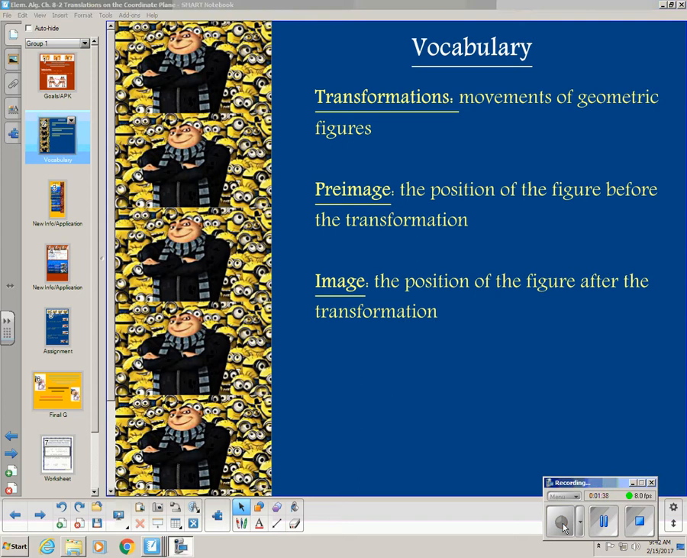a pre-image is the position of the figure before the transformation. So when you're given basically the problem, that is called the pre-image. Pre means before, so it's before I do anything to it. And then image is the position of the figure after the transformation. So once I have slid my shape or translated it, what is my final image?